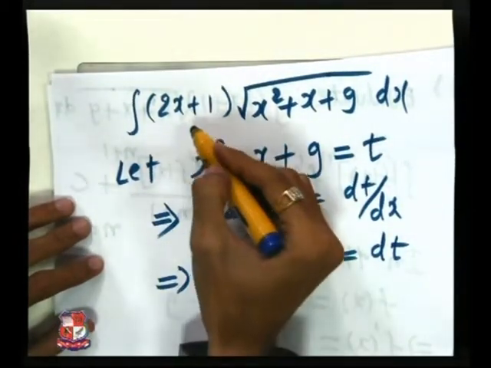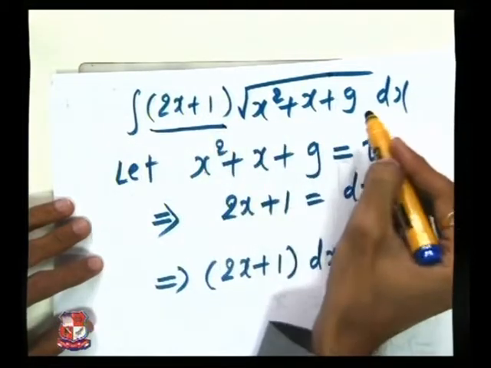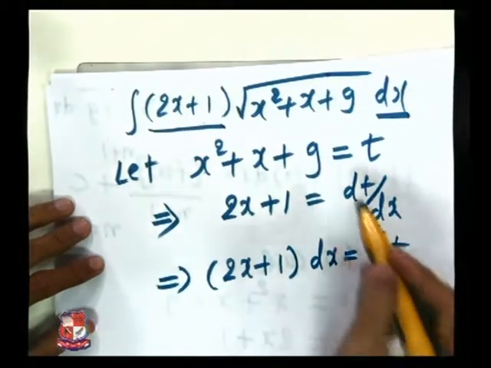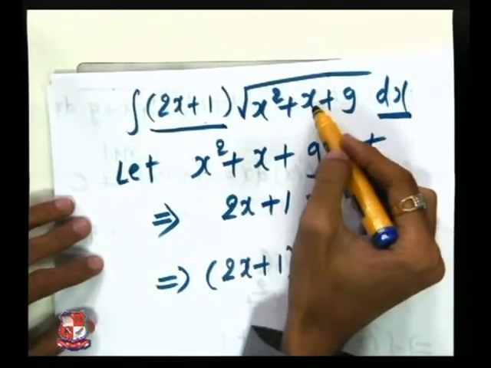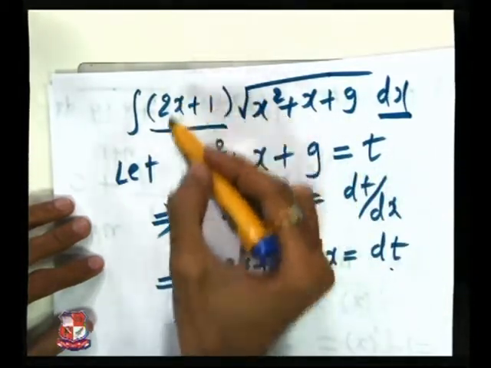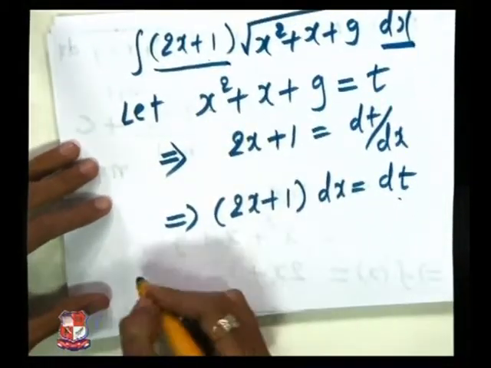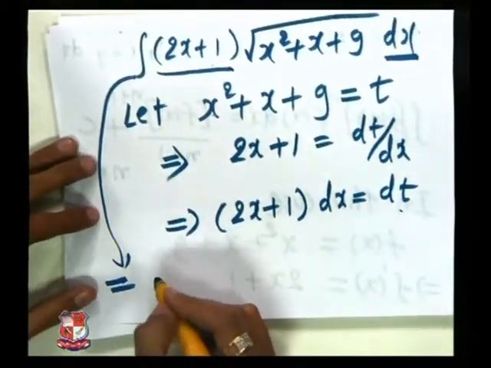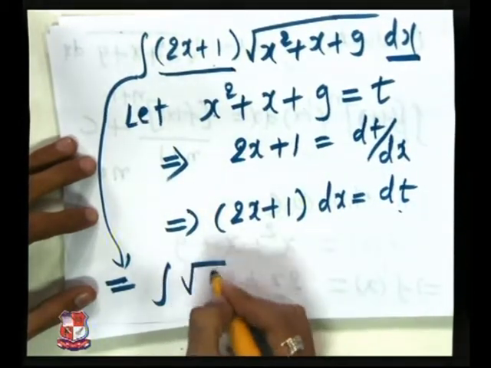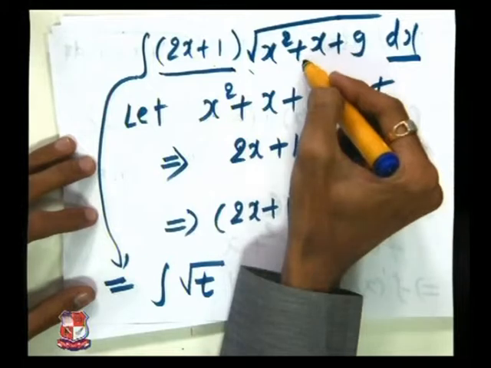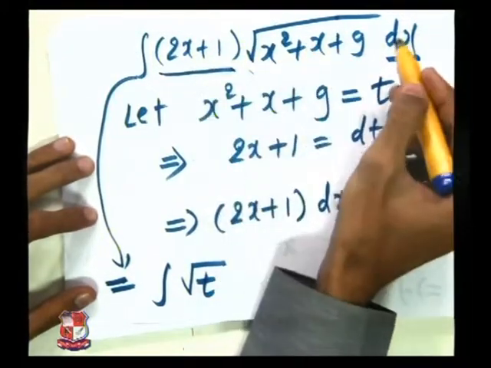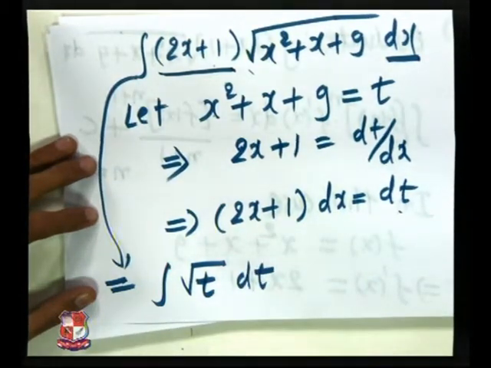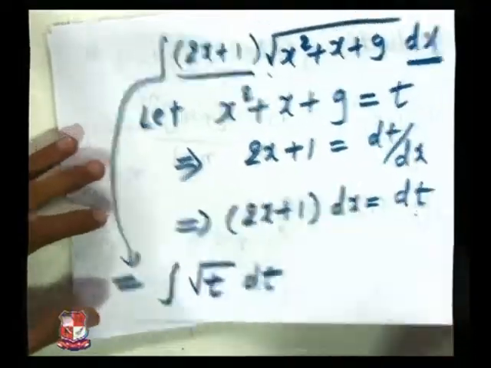Okay, so here we have 2x plus 1 into dx, so I can put 2x plus 1 into dx equal to dt, and here root of x square plus x plus 9 is equal to t. So this will now be in the format integration of root t, and 2x plus 1 into dx is equal to dt. So this is equal to integration root t into dt, right?